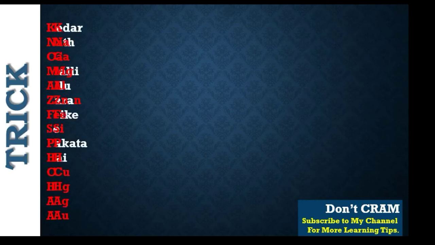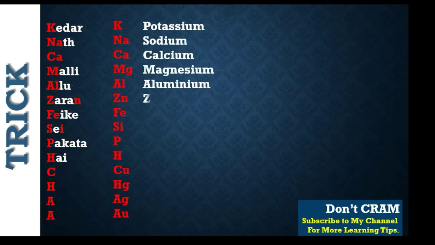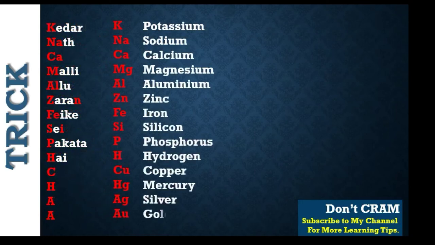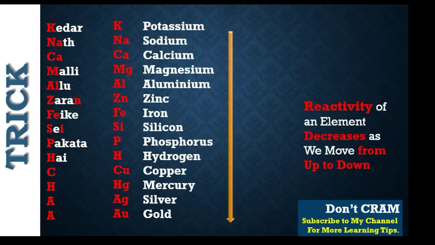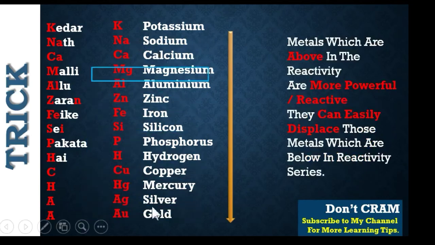So here are the symbols that are used: potassium, sodium, calcium, magnesium, aluminium, zinc, iron, silicon, phosphorus, hydrogen, copper, mercury, silver and gold. As we go from up to down, the reactivity of the elements decreases, and the metals which are above in the reactivity series are more powerful than the metals which are below.